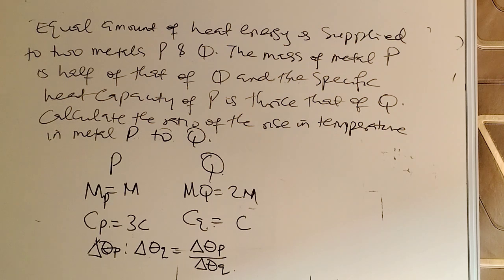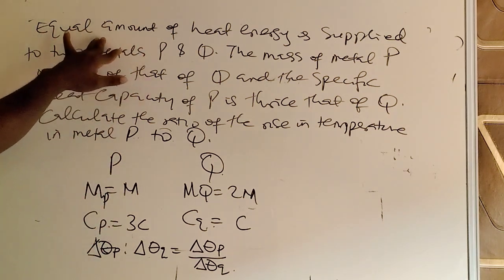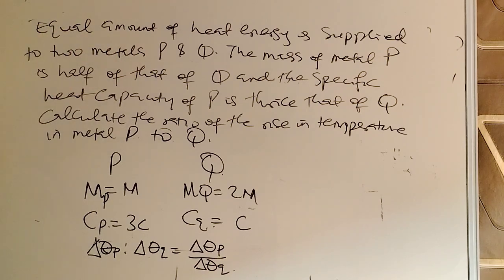So in this problem, the two metals were not mixed together. We can't mix two metals together in this situation. But they say equal amount of heat was supplied. So what does it mean?